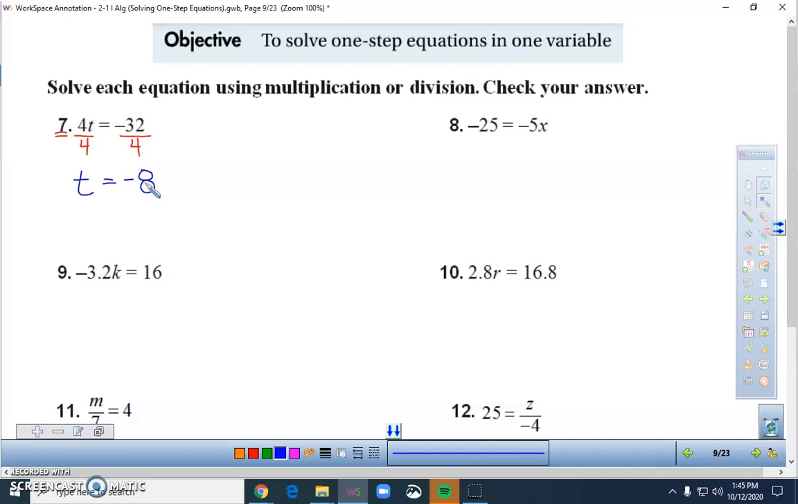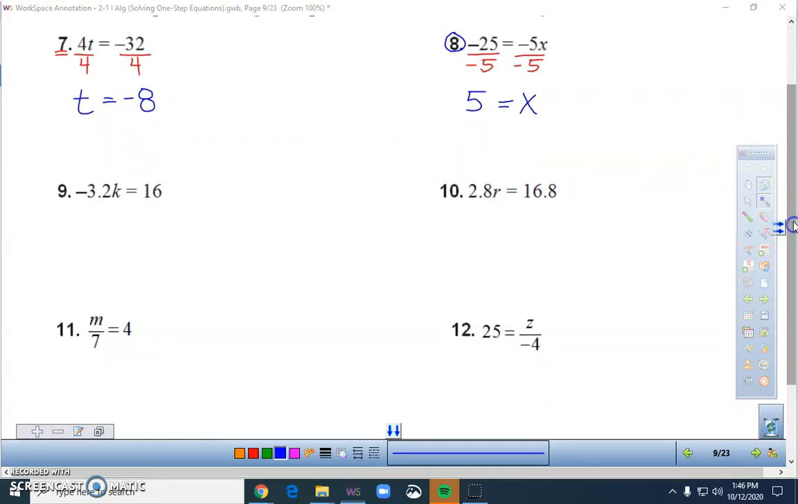Okay, pause your video and do number 8. Okay, so hopefully your reverse was dividing by -5 and balancing it on the other side, and x being equal to 5. All right, well, let's practice one down here together, looking at number 11.